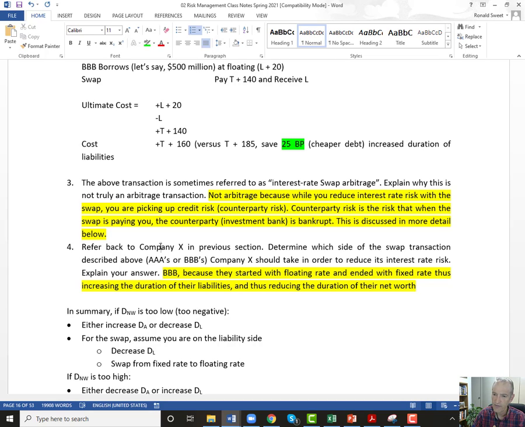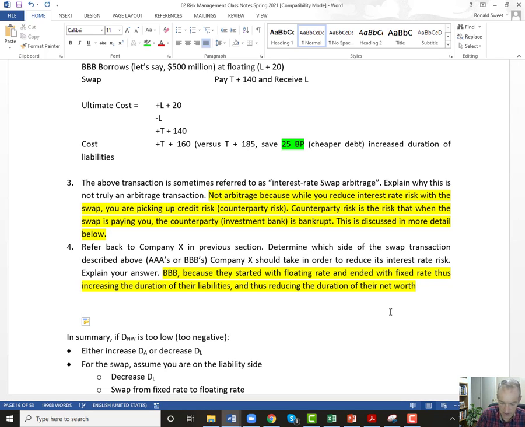We wanted to start off floating and do a swap where we receive floating and pay fixed, so we end up with fixed at the other side. So we want to be on BBB's side. On the exam, I want you to give me the full answer. BBB, because they started floating, ended up fixed, thus they increased the duration of liabilities and they reduced the duration of net worth. Let me show you the wrong answer.